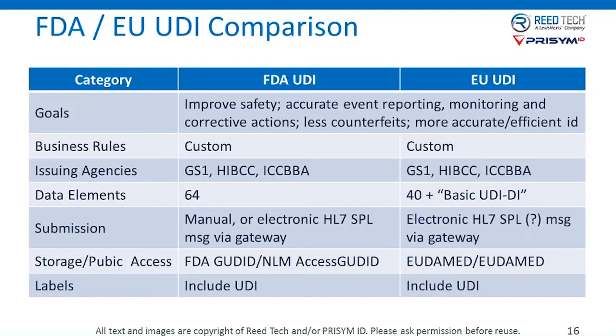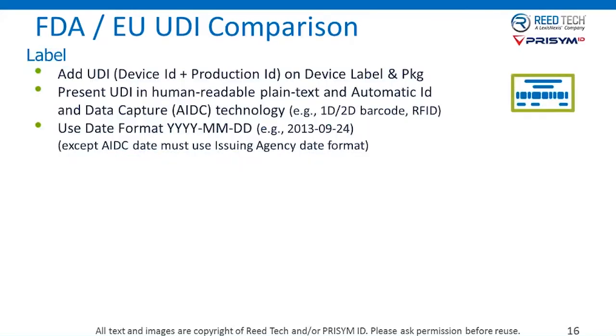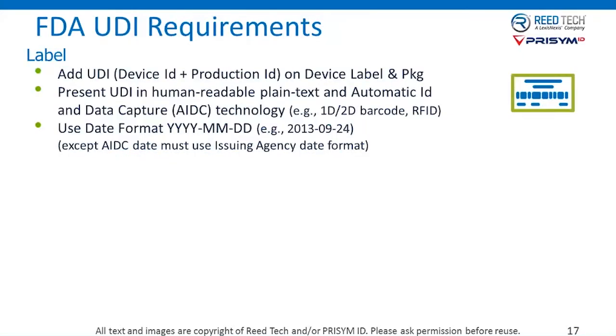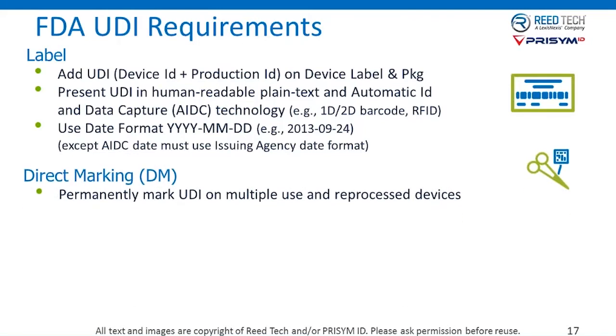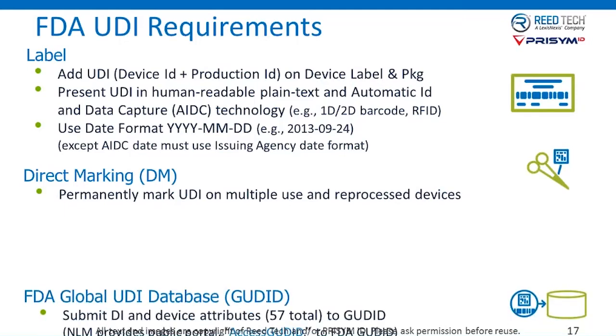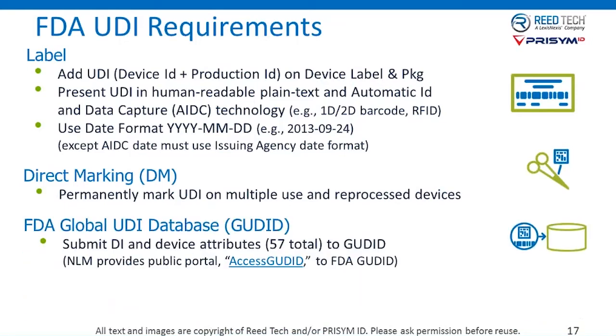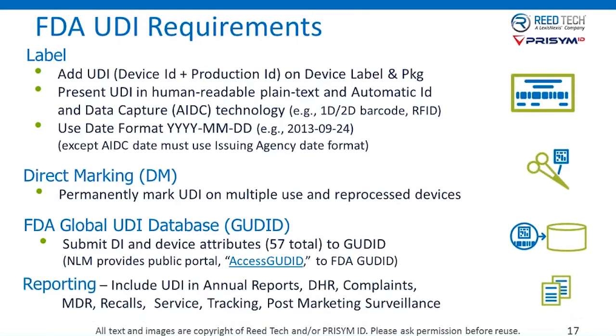So there's a number of other things, and what we'll do now is take a very quick overview. If you had been working with FDA, there's a lot of similarities. You know that UDI had to be placed on the label in a human readable and an automatic format. For those devices that were multiple use and reprocessed, there were some direct marking requirements. There's requirements to report the data to the FDA GUDID database, and there was ongoing reporting for annual reports and recalls and so on.